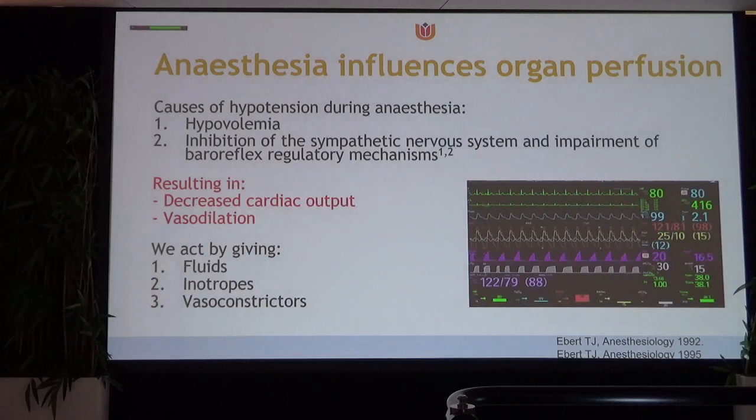So anesthesia influences organ perfusion. We get a relative hypovolemia due to vasodilation and inhibition of the sympathetic nervous system and baroreflex regulatory mechanisms, which gives you a decrease in cardiac output and vasodilation. And we act by fluids, inotropes, and by vasoconstrictors.